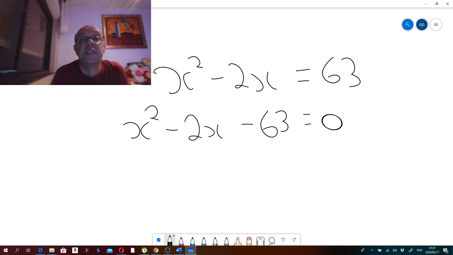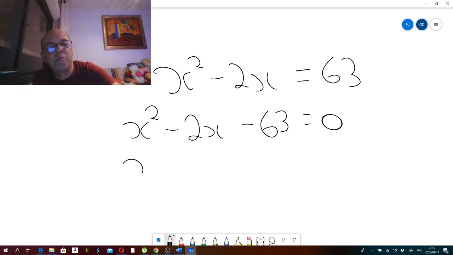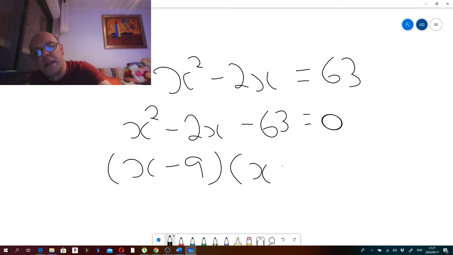And again, the factors of 63, well, there's 63 and 1. There's also 3 and 21. Neither of those are going to give me a 2, but then there's 9 and 7 if you know your times table. And this time I want a minus 2, so I better start with a minus 9 and add the 7. That'll give me a minus 2. So this is x minus 9, x plus 7 equals 0. And that means that the x can equal positive 9 or negative 7.